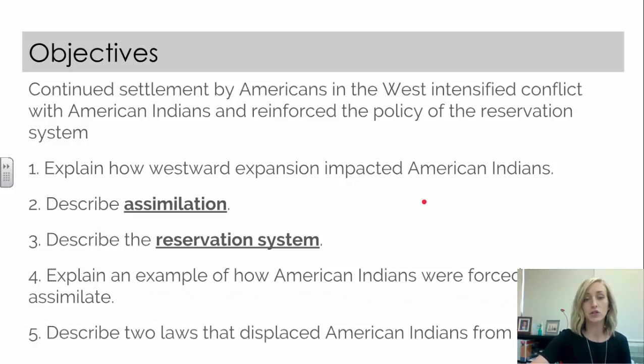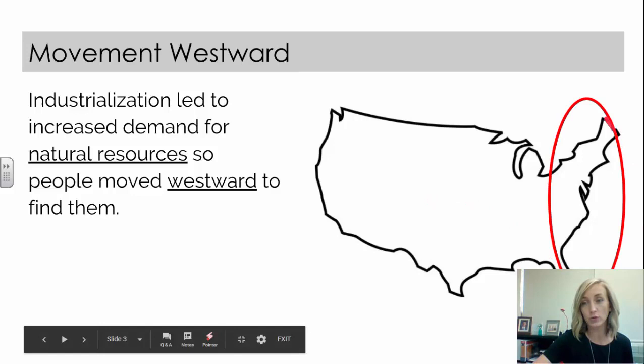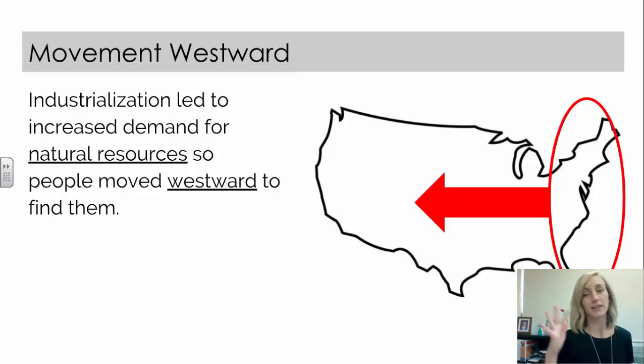And then describe two laws from the government that displaced American Indians from their land, that forced them off of their land. So, movement westward. European white settlers were moving from here, the east coast of the United States, and they were moving out west to where you go through very arid, desert-like land, sometimes settling there and going a little bit further out.